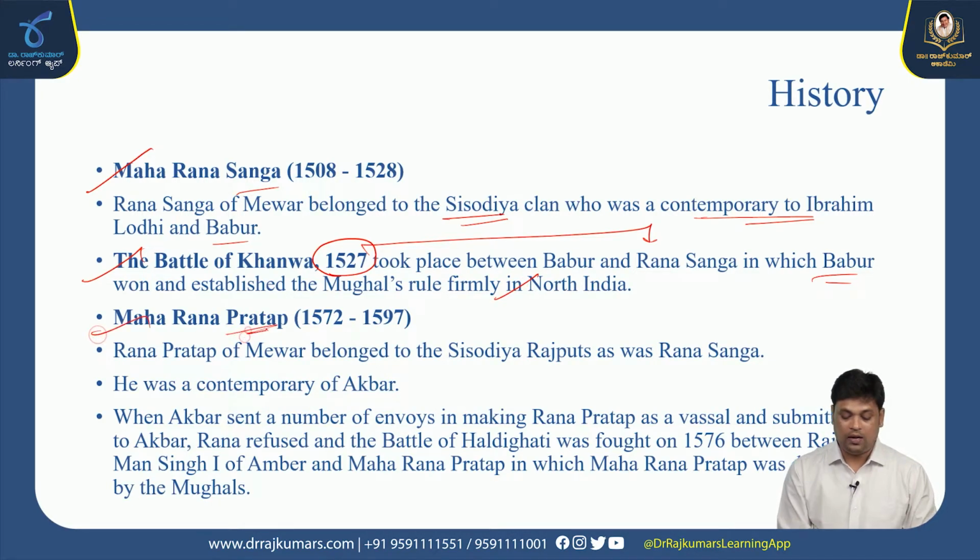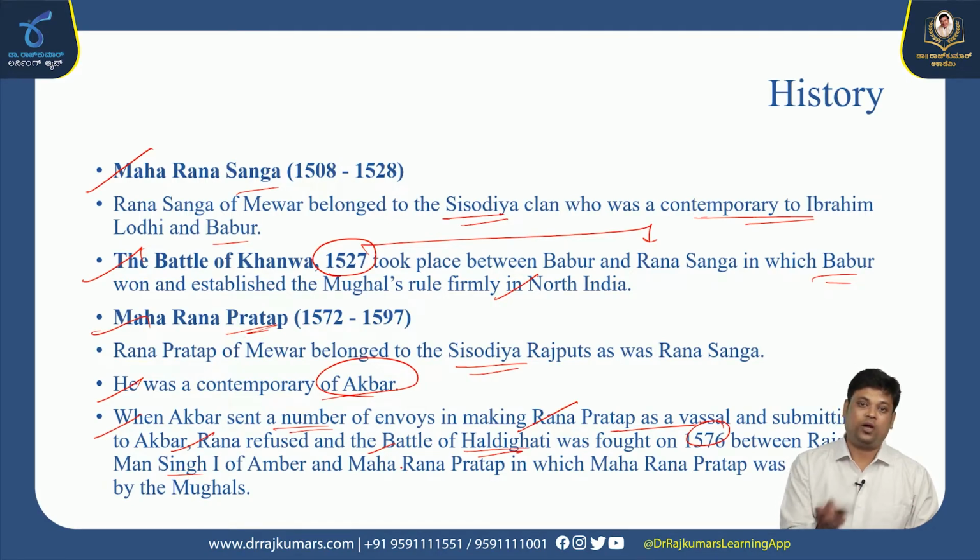Maharana Pratap also belonged to the Sisodia Rajputs and was a descendant of Rana Sangha. He was a contemporary of Akbar. Akbar sent a number of envoys asking Rana Pratap to submit as a vassal chief, but Rana Pratap refused that submission. The Battle of Haldighati was fought between Maharana Pratap and Raja Man Singh. Raja Man Singh was the military head under Akbar, so Akbar sent him, and Rajput fought against Rajput in the Battle of Haldighati.